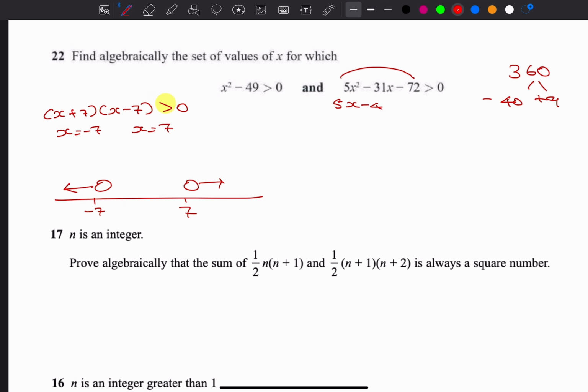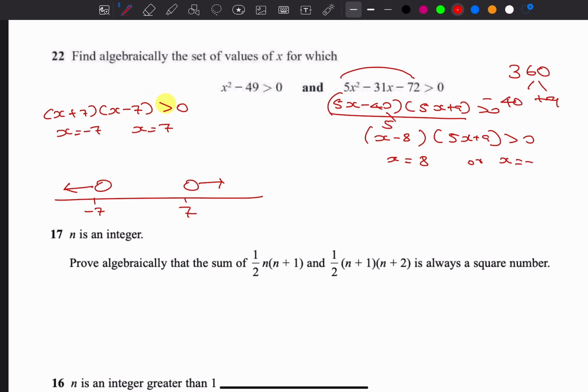5x minus 40, 5x plus 9. Divided by 5, 5 will divide that. x minus 8, 5x plus 9. x is positive 8 or x is minus 9 over 5. Okay, x is positive 8.